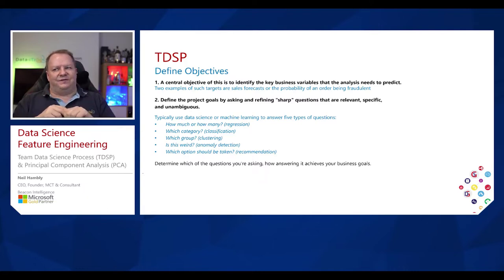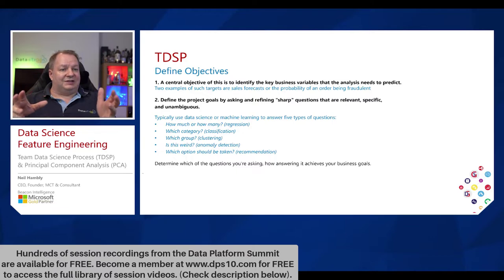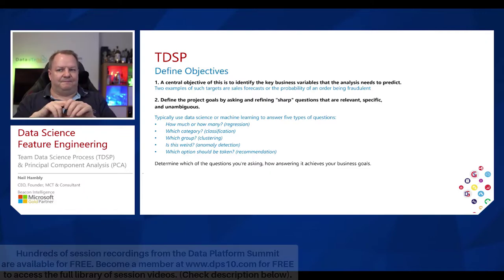So generally, it's going to be one of five types of questions. How much or how many? This falls into the regression algorithms. We also have which category, so that's our classification, the groupings: which category does it fall into? We also have clustering, which group does it fall into? So when we have groups of data, which one is this data's value going to sit in nicely?